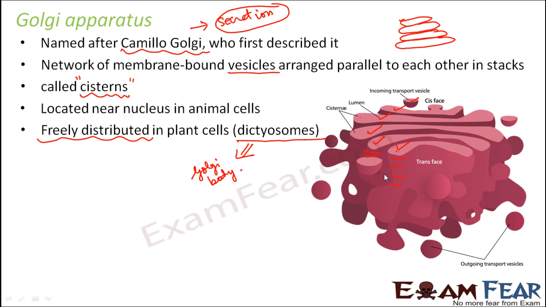Now the number of cisterns in a Golgi apparatus can vary. There is no specific fixed number of cisterns that has to be present in a Golgi apparatus. Here you see cis phase and trans phase. These are the two sides of the Golgi apparatus. Which is a cis phase and which is a trans phase is not really required at this level. You just know that this is how the Golgi apparatus will look like. It will consist of a lot of vesicles arranged parallel to each other. One side is going to be the cis phase, the other side the trans phase, and that is how they are going to connect to each other.